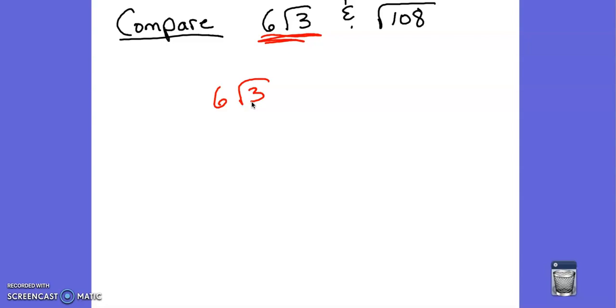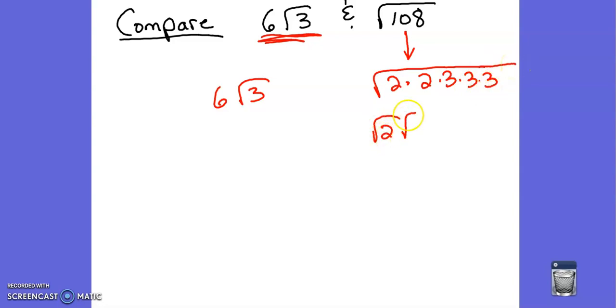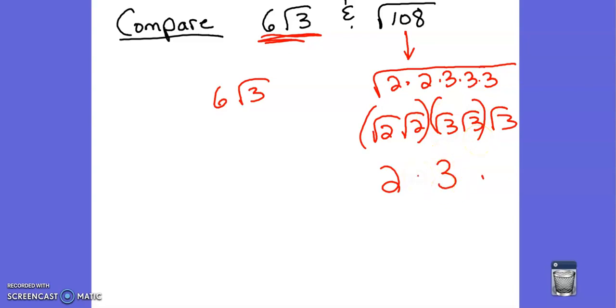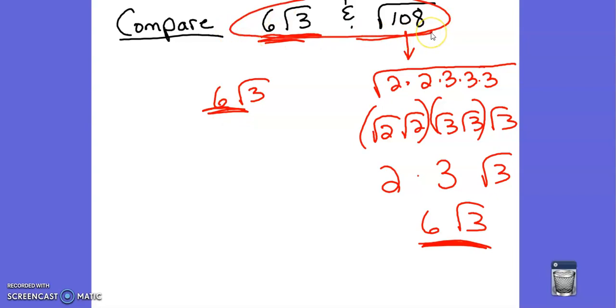So that's already simplified. Here, if we broke this down again into prime factorization or the fast way, whichever way you want to do this, the perfect square roots. So this would be 2, 2, 3, 3, 3. And so this would be the square root of 2 times the square root of 2 times the square root of 3 times the square root of 3 times the square root of 3. Any pair that you see goes to a normal number, and this guy is still stuck inside. So 6 square root of 3. So notice this and this are equal to one another, which means these are equal to one another.